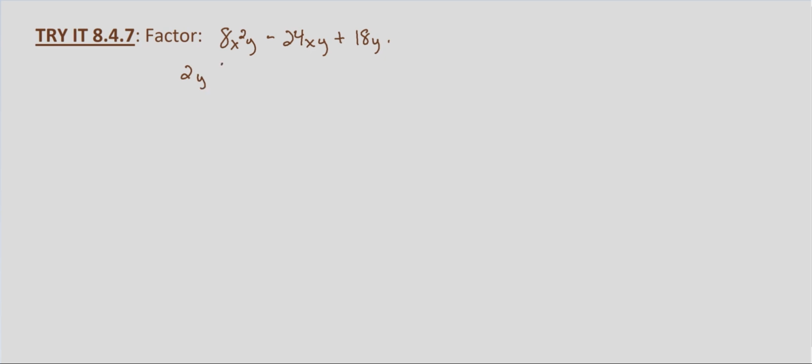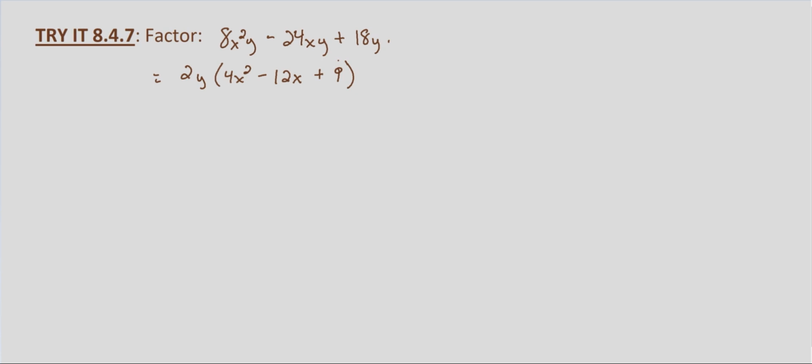And then this is going to equal, if we factor out 2y from each one, we end up with 4x squared minus 24 divided by 2 is 12. We still have our x. The y has been factored out. And then that's plus 18y. So what is 18 divided by 2? That's 9. And we've already factored out the y. So it ends up equaling 2y times 4x squared minus 12x plus 9.